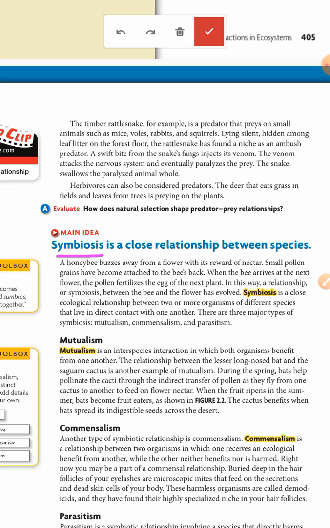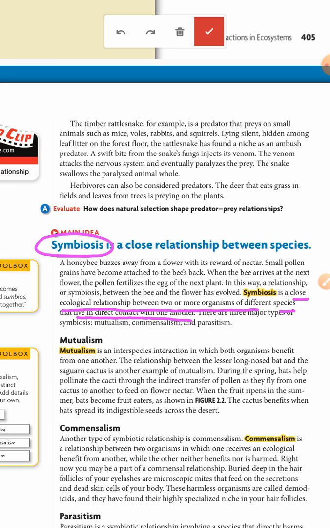Symbiosis. I don't know if all of you have faced or studied this word before, but we will explain what's meant by symbiosis. Symbiosis is a close ecological relationship between two or more organisms of different species that live in direct contact with one another. So be careful, symbiosis is a relationship between two different organisms, but they must live in direct contact with one another.